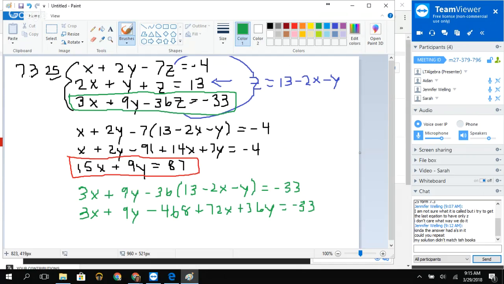So now I'm going to do some cleanup work. I have 72x plus 3x, so I have 75x. And I have 9y plus 36y, so 45y. Okay, and then I'm going to move my negative 468 to the other side and add 33, so equals 435.